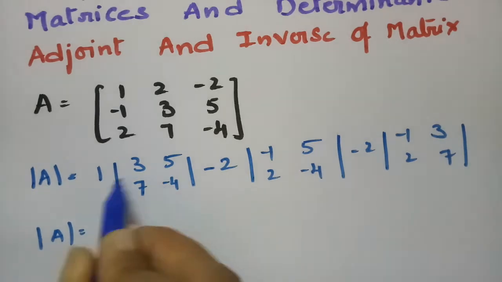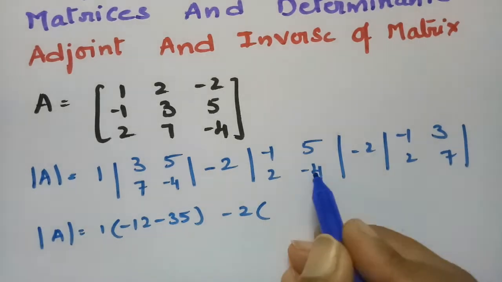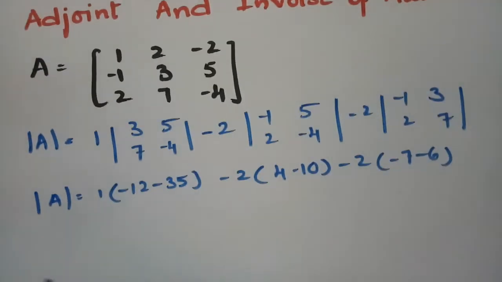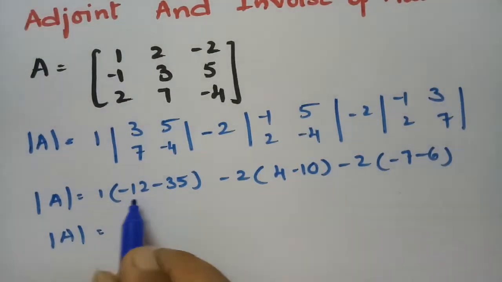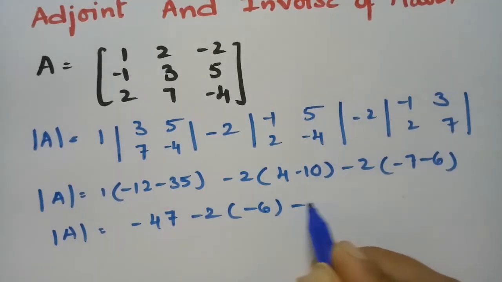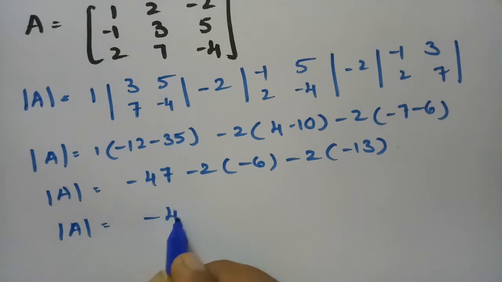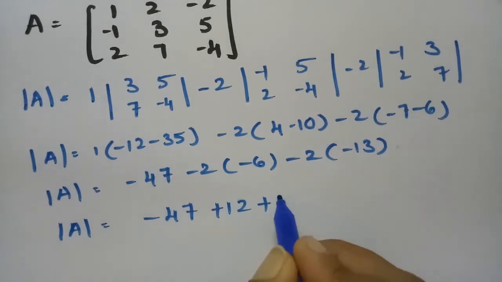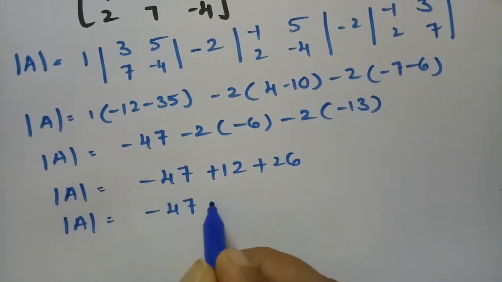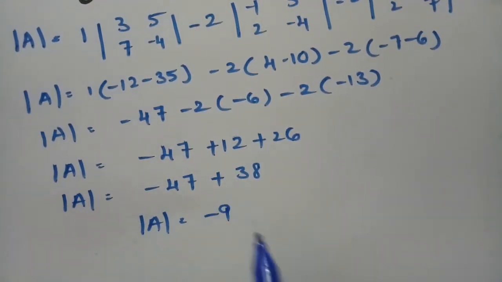For finding the determinant, this is 1 times minus 12 minus 35, minus 2 times 4 minus 10, minus 2 times minus 7 minus 6. Det A is equal to minus 47, minus 2 times minus 6, and minus 2 times minus 16. So determinant of A is equal to minus 47 plus 12 plus 26, which is minus 47 plus 38, and the determinant value is equal to minus 9.